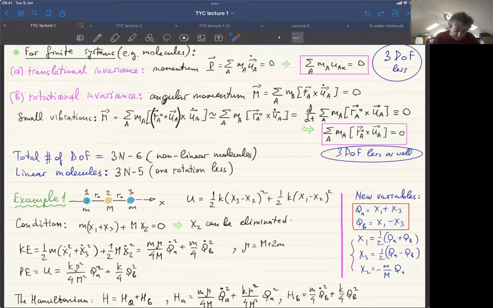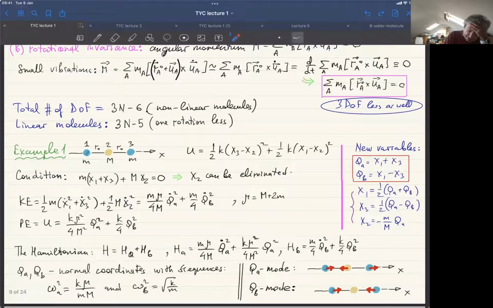Okay, so let's consider as an example this linear molecule. So I will show you how this actually works. It's a simple molecule with two identical atoms on both sides and another atom in the center. And we can write the potential energy of that system in that form. Atoms are numbered 1, 2, 3. So we have a harmonic spring here and another harmonic spring here. So the sum of the potential energies is trivial. We just subtract the displacements of atoms. Yes?